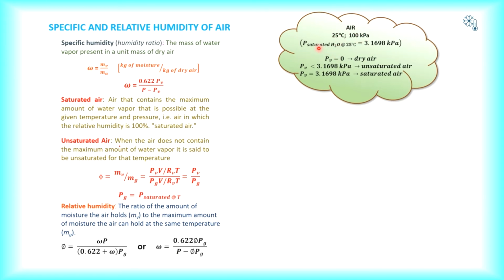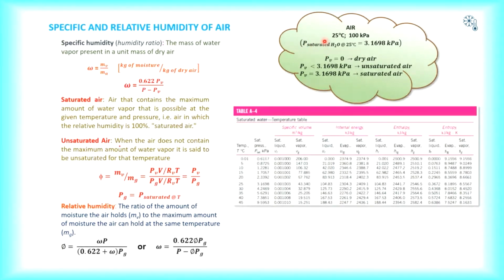What happens is when you look at this temperature from your property table, you get your saturation pressure of 3.1698 kPa. This is when the air is saturated. That means this will be your PG. This will be your PG.